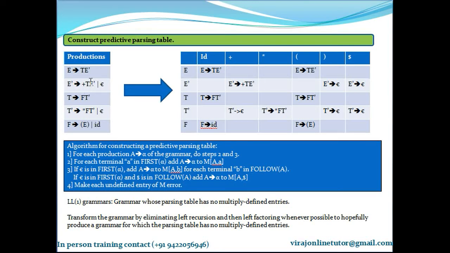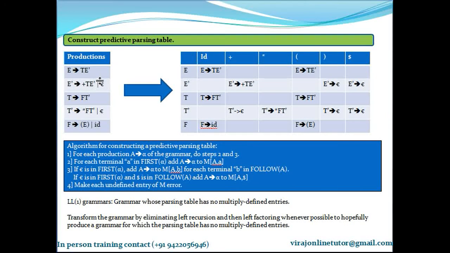Okay, what is the first of right hand side for this production? First of right hand side for this production is plus, because of Y1 Y2 format. First of plus does not contain epsilon in it, so no need of going ahead. So first of plus T E dash is plus. So copy this production at plus: E dash gives plus T E dash.